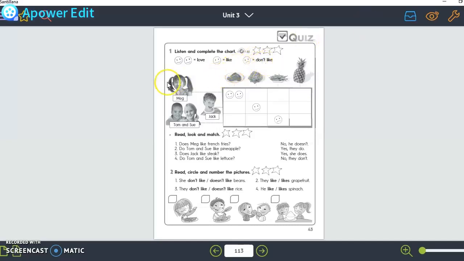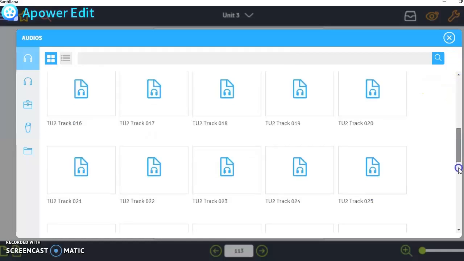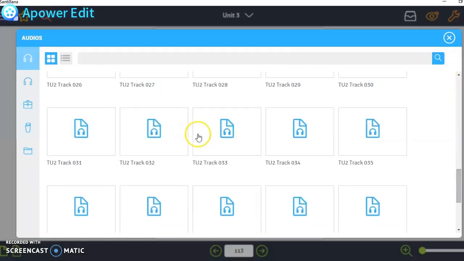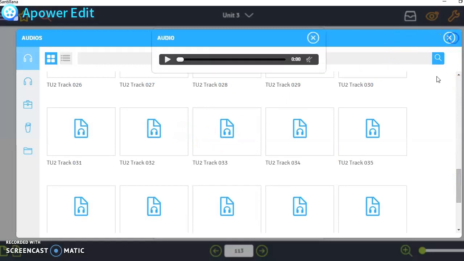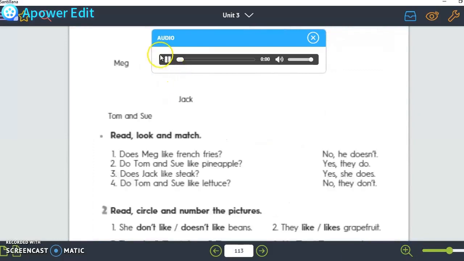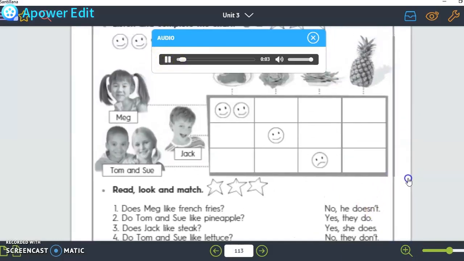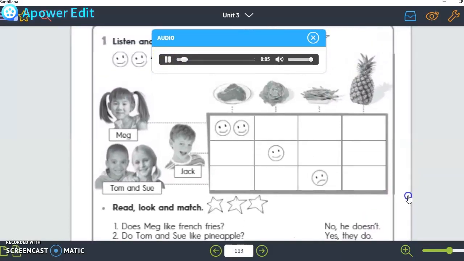Love, lie, and don't lie. Love, two happy faces. Lie, a happy face, and don't lie, a sad face. Let's listen. Track 33. Be prepared with your practice book and activate your ears. Listen and complete the chart.